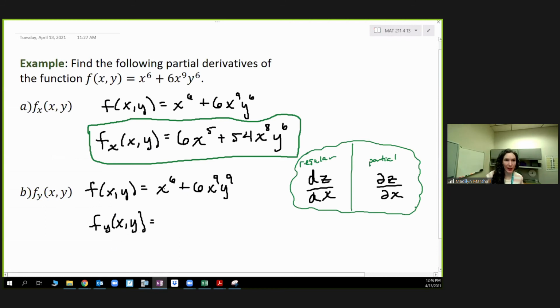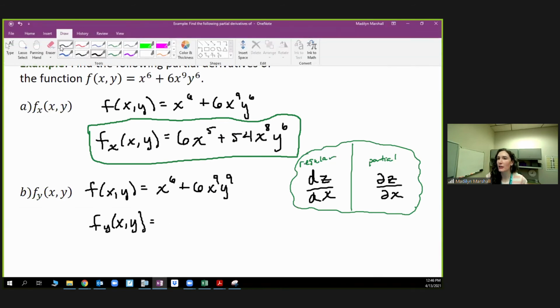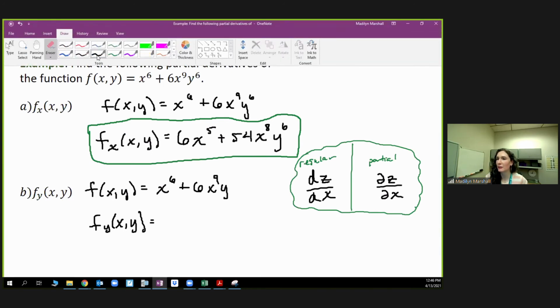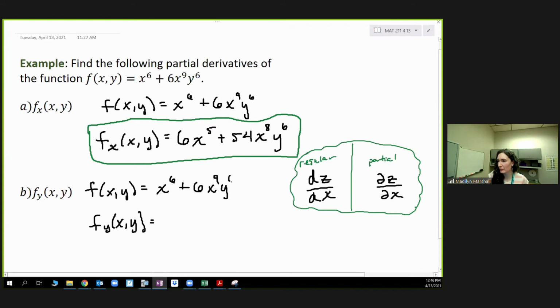this first term, x to the 6th, is just a constant. That might as well be a 5. It has nothing to do with y, so that one goes away completely and we don't use it. The next term, 6, oh, did I? Yep, I wrote a 9 instead of 6. Okay, so our next term is 6x to the 9th, y to the 6th.